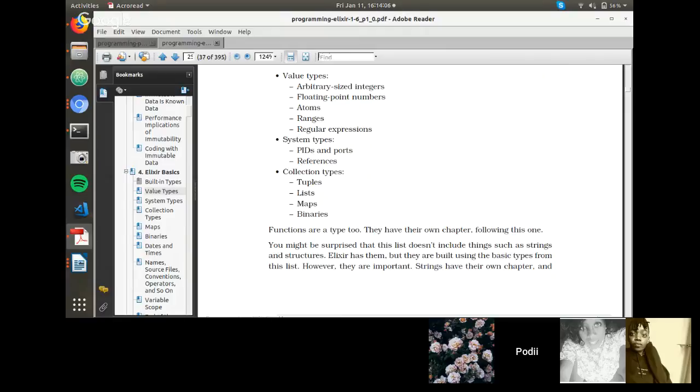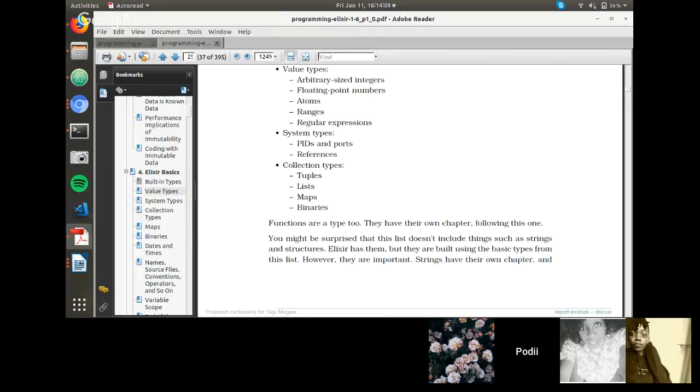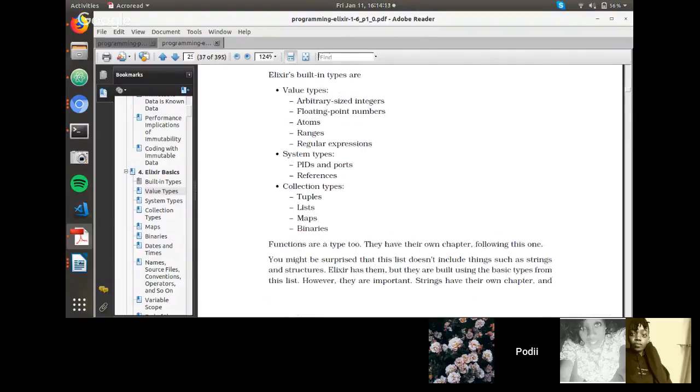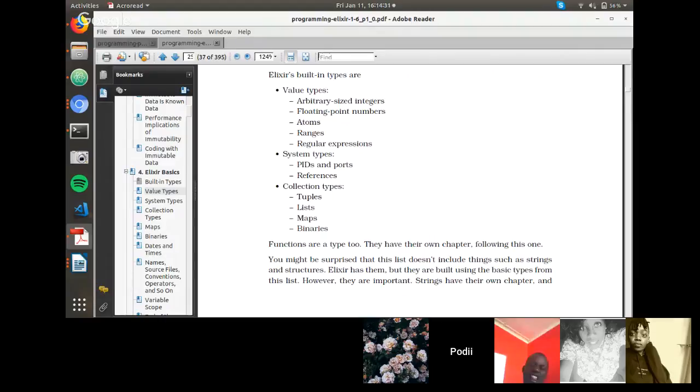Yeah. So there's another one called system types. This is the second group. In system types, there are PIDs and ports. PIDs and ports, you will learn them in October, November, December. We learn them in 3 months down the line, but it's okay. You will still know them. Then there's references. And then collection types.